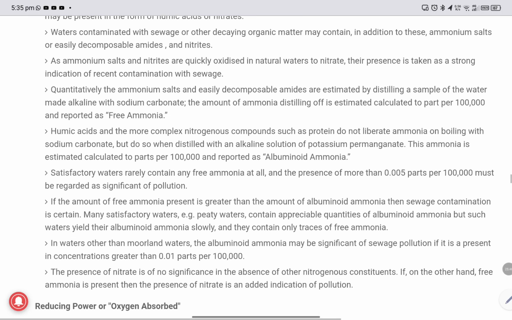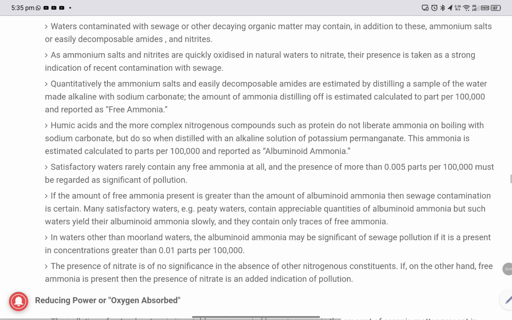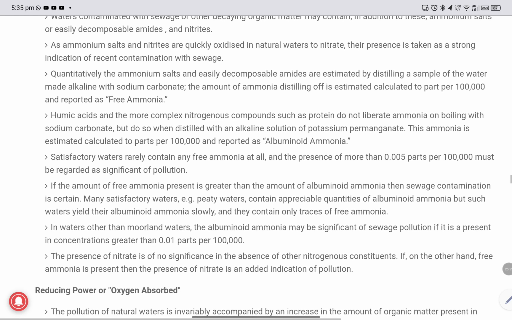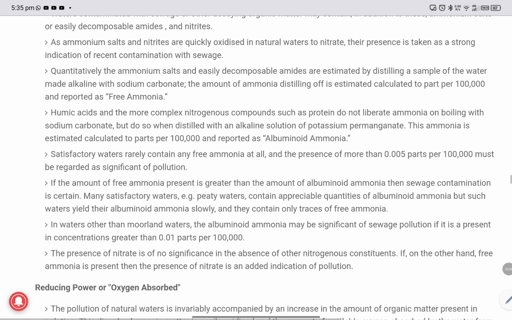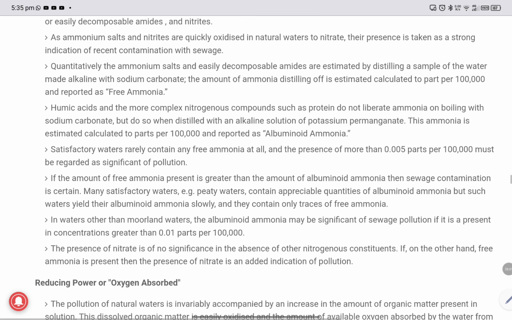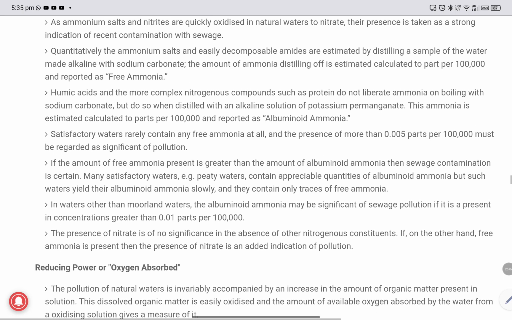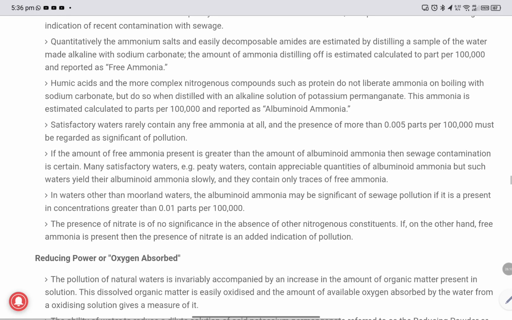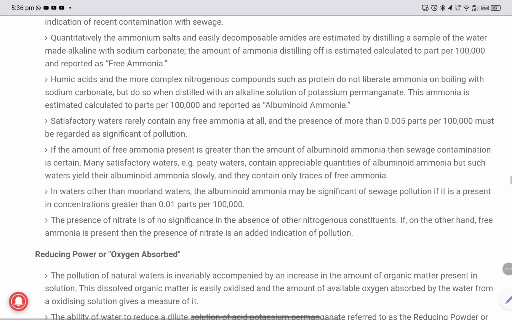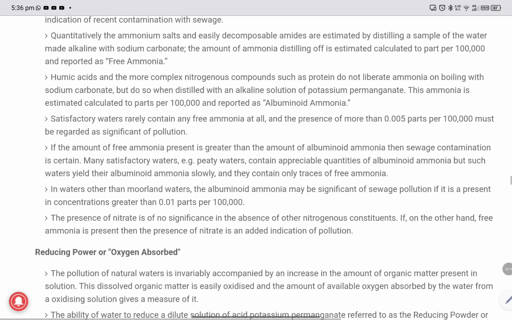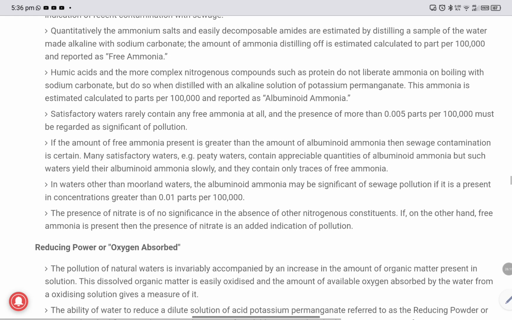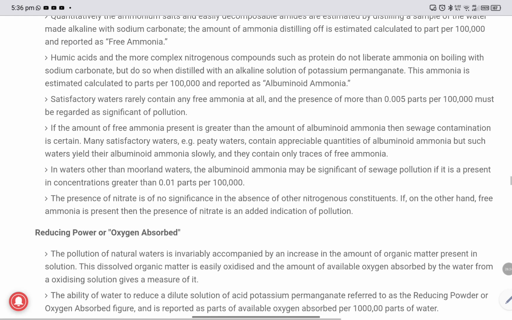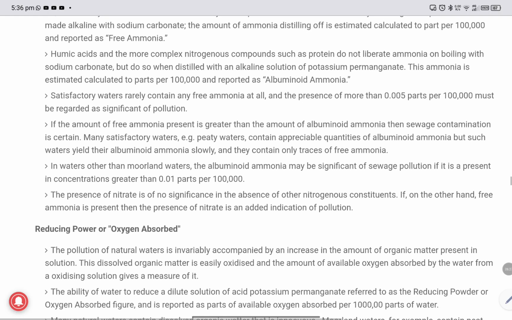Quantitatively, the ammonium salts and easily decomposable amides are estimated by distilling a sample of the water made alkaline with sodium carbonate. The amount of ammonia distilling off is estimated, calculated to parts per 1 lakh and reported as free ammonia. Humic acid and the more complex nitrogenous compounds such as proteins do not liberate ammonia on boiling with sodium carbonate but do so when distilled with an alkaline solution of potassium permanganate. The ammonia is estimated, calculated to parts per 1 lakh and reported as albuminoid ammonia.